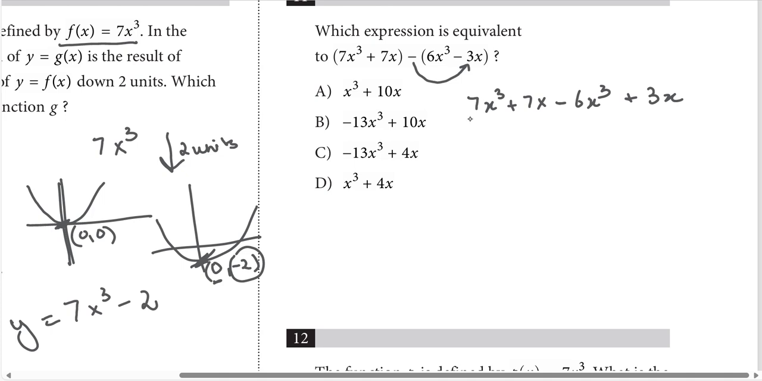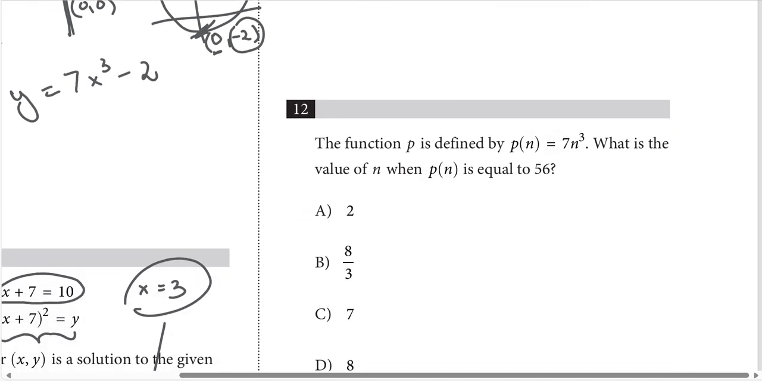Okay, and then I have to apply the rule that only the exponents with the same power can get added or subtracted. So 7x cubed minus 6x cubed would be x cubed. Simply, we just did, let's say I took x cubed common, I just did 7 minus 6, and then I took x common and I did 7 plus 3. So it gives me x cubed plus 10x, which is option A.